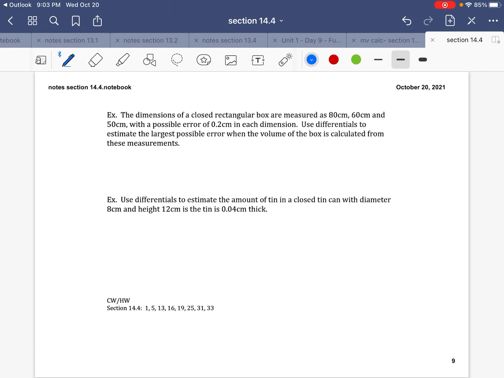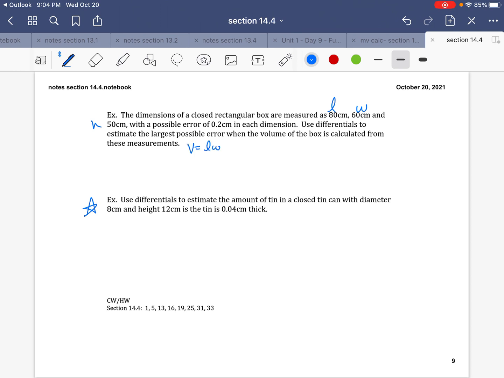All right, this last couple right here, we're going to do in class, but let's do this one up top. So the dimensions of a closed rectangular box are measured as 80 by 60 by 50. So that's going to be our length, our width, and our height. Closed box, possible error in measurement of 0.2 centimeters. All have the same units.